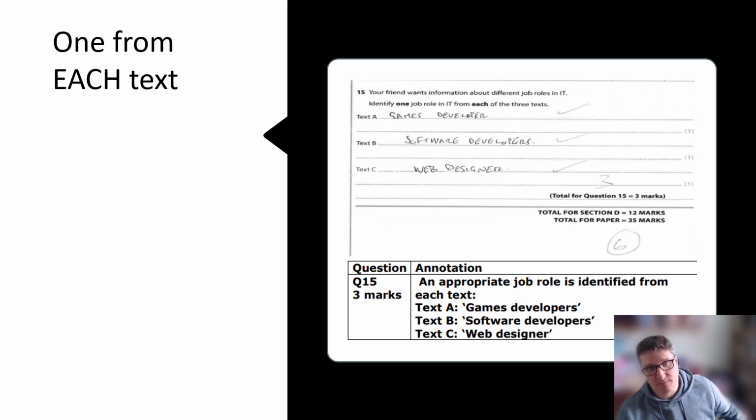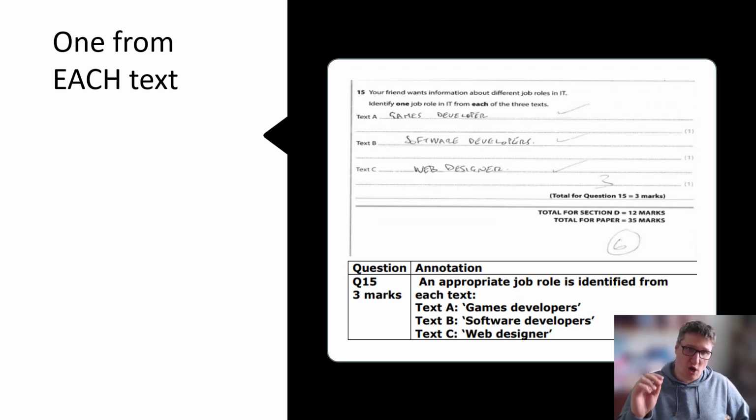So let's read the question. Your friend wants information about different job roles in IT. Identify 1 job role in IT from each of the 3 texts. Text A, game developer; text B, software developer; and text C, web designer. Easy, happy days, we've got it all right. Each one is a job role. You're being asked for a job role. That's what you were being asked for there.